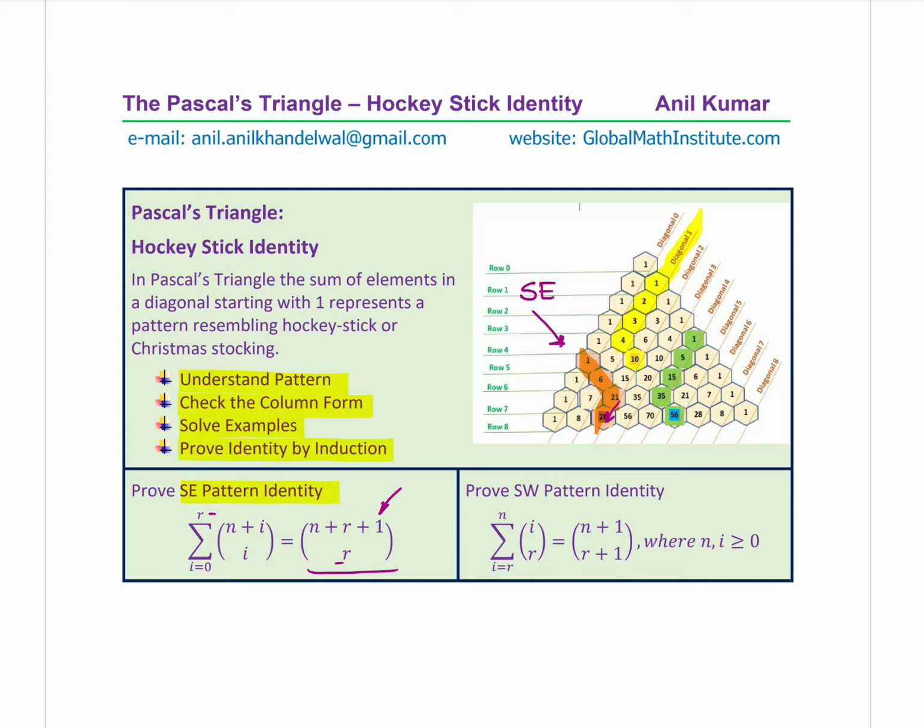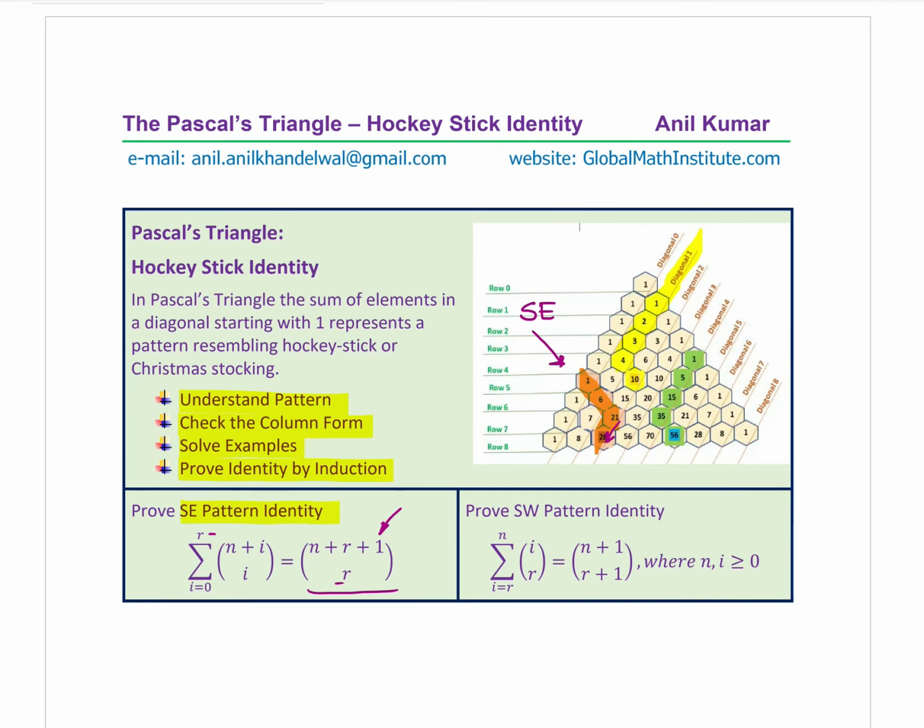On the other hand, if you're moving in the southwest direction, that is this direction, which I'm treating as southwest, what you notice is both row number and diagonal number increase by 1, correct? So in a multiple choice question and even otherwise, this simple variation makes a huge difference, and many times students get wrong answers.